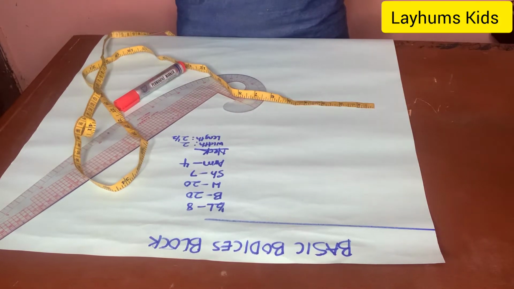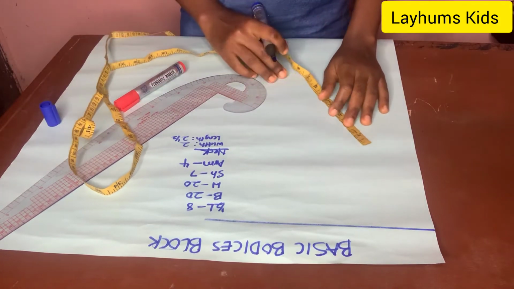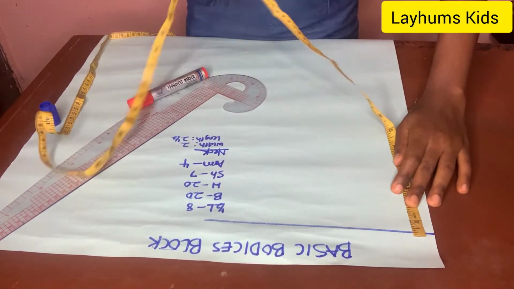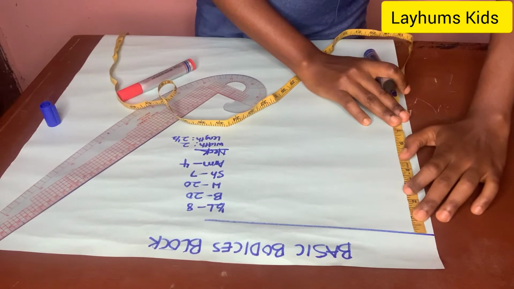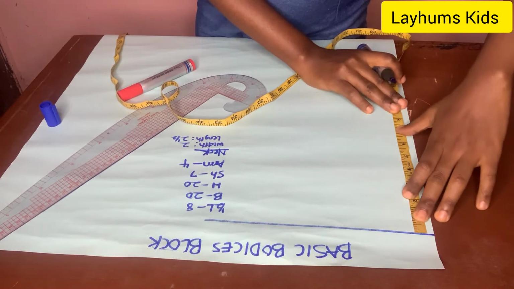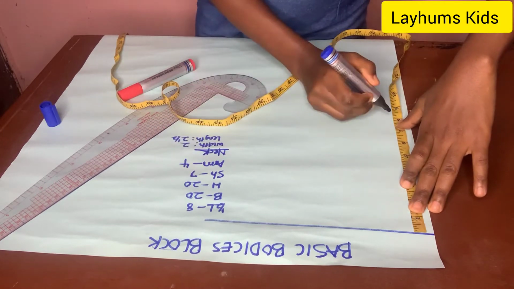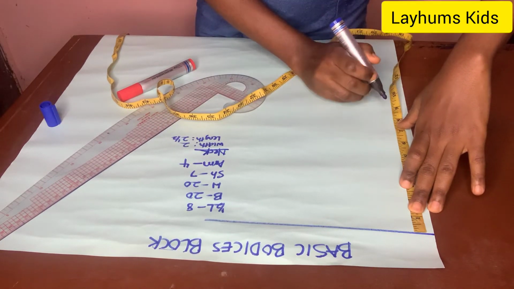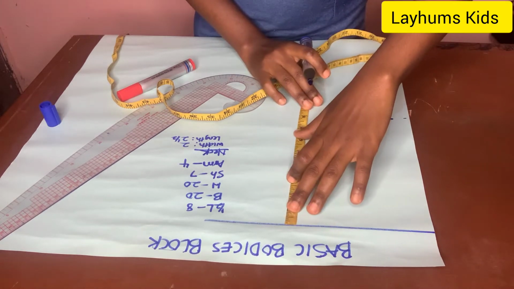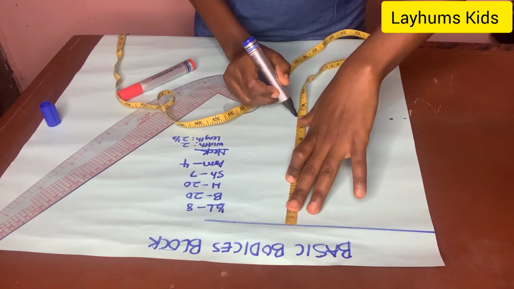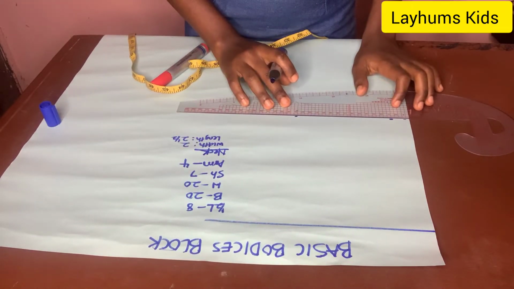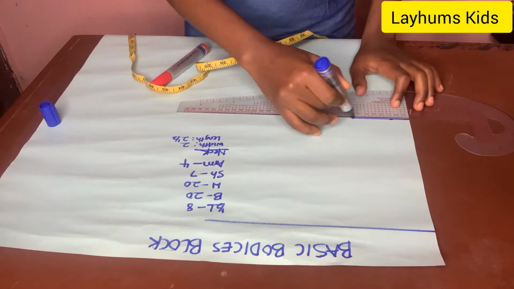So to start with, I'll draw a starting line. I'll take my half length measurement. Here it is 8, so I'm marking 8 inches. After which I'll draw a straight line like so.